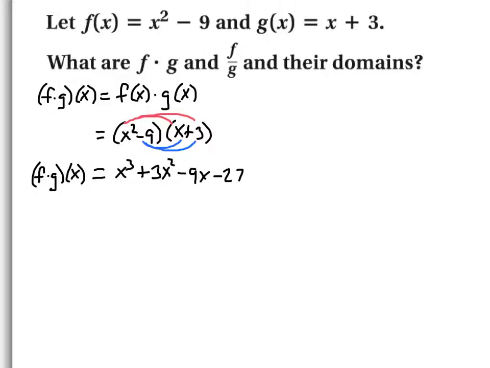But I need to find my domain. So the domain of the original f of x function is all real numbers. It is a parabola. So I can take any x value, square it, and then subtract 9. So that works. g of x is a line. And again, there is no number out there that I'm not able to add 3 to. So the domain is all real numbers. So since I'm multiplying here, my domain is going to be all real numbers for my resultant function. And again, the way I write that is from negative infinity to positive infinity.